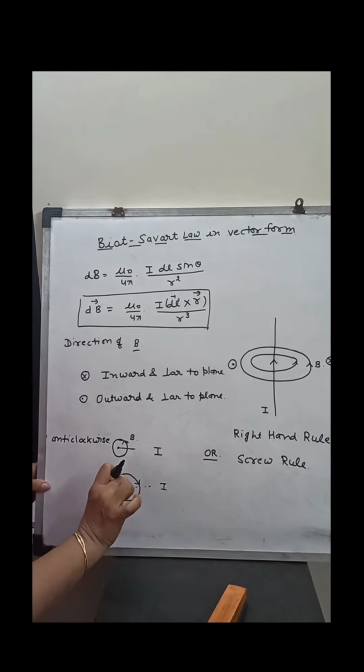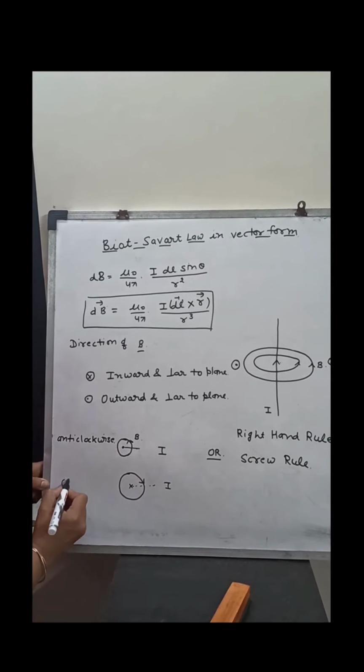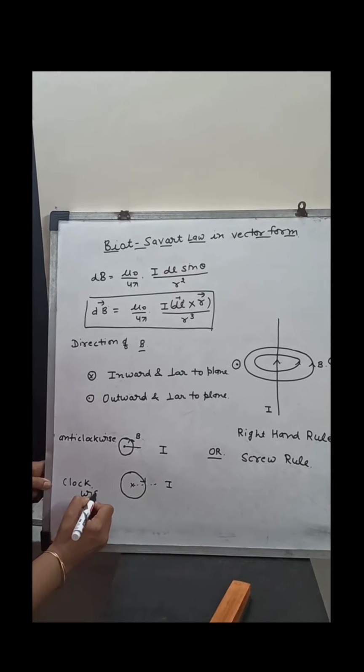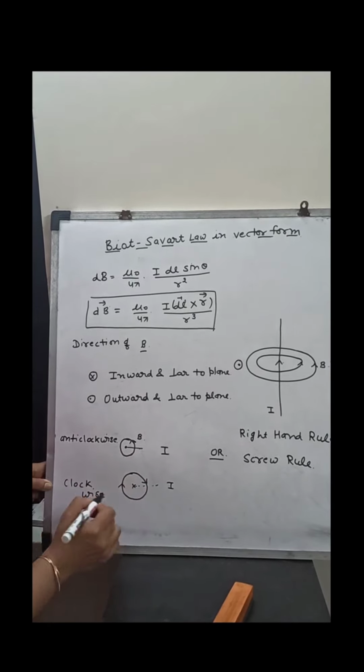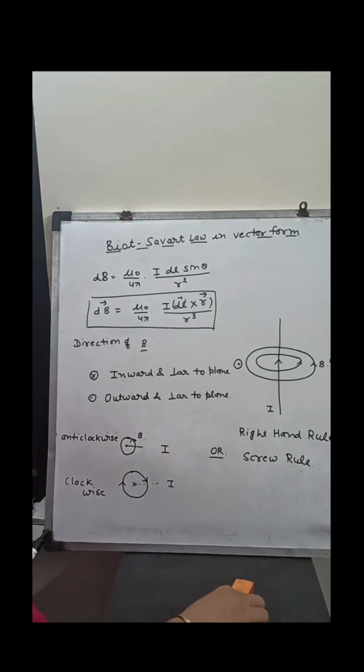Current is anticlockwise if B is upward, and current will be clockwise if B is downward and perpendicular to plane.